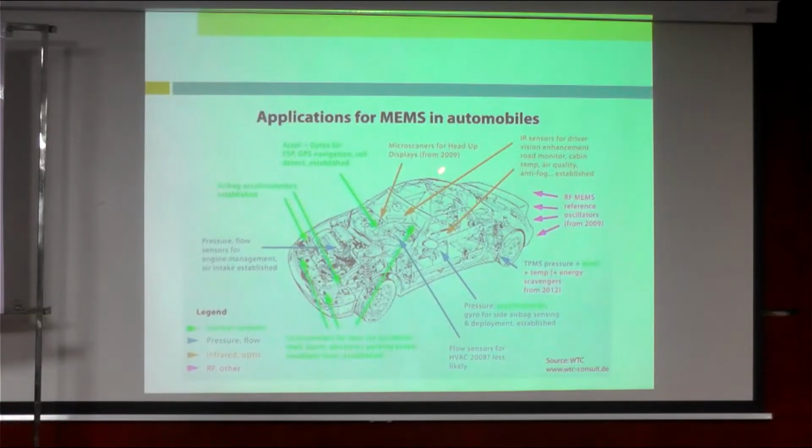In automobile applications, a lot of MEMS devices can be found. You can find a pressure sensor in the tire itself. So RF MEMS, etc., and LiDAR sensor, airbag accelerometers, GPS, and so on and so forth. That may be more than 20 sensors by MEMS in our automobiles.